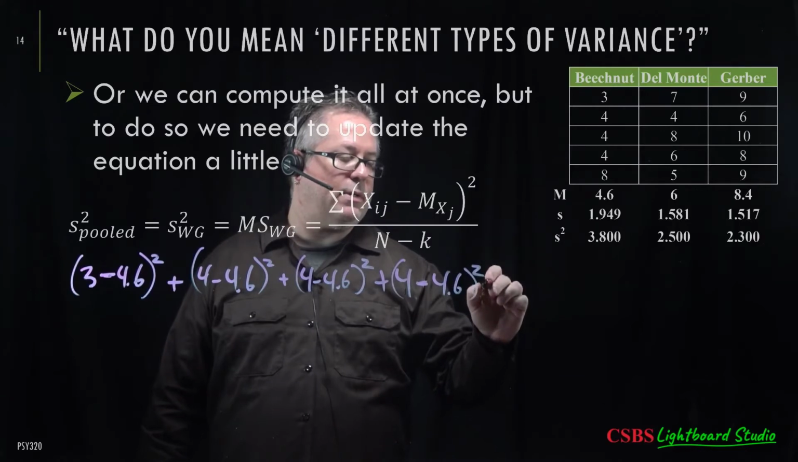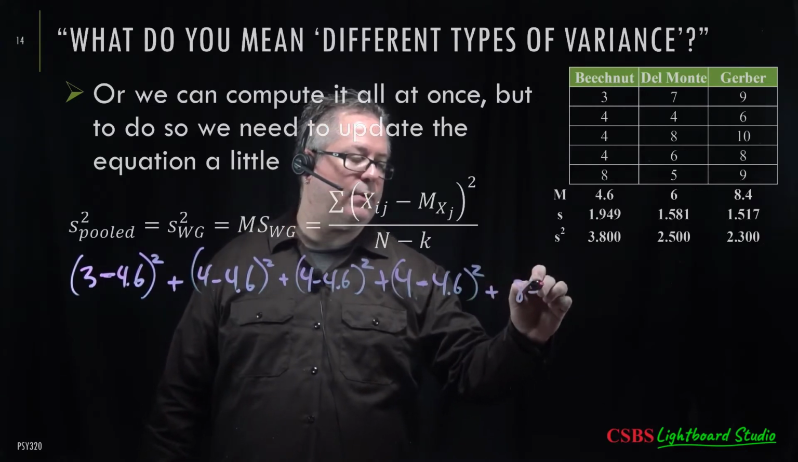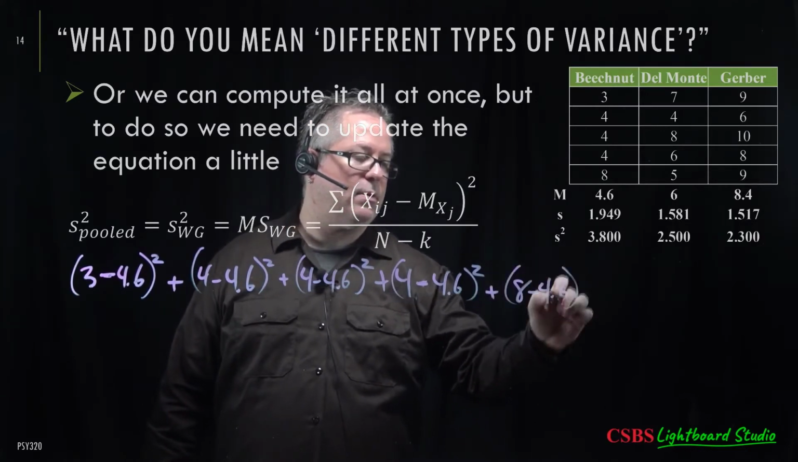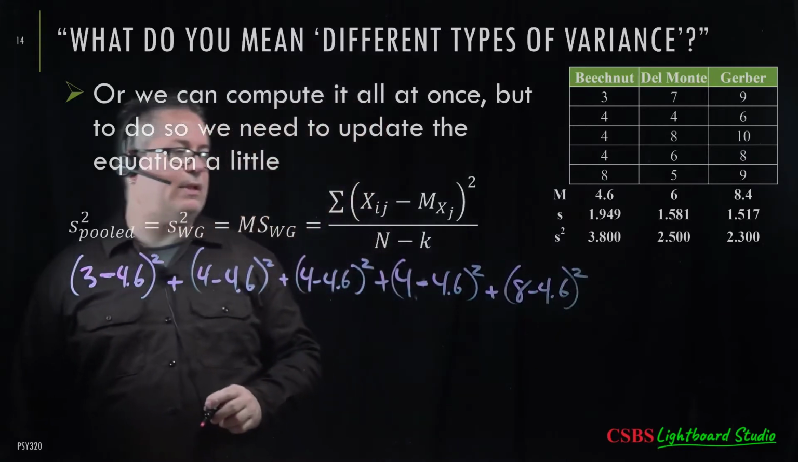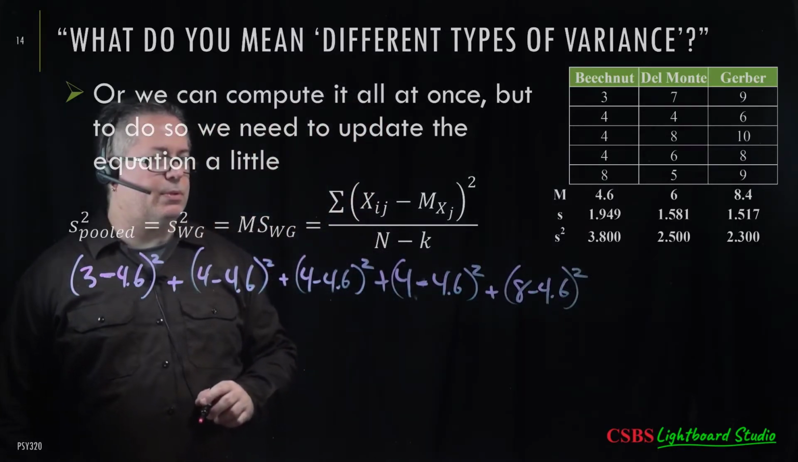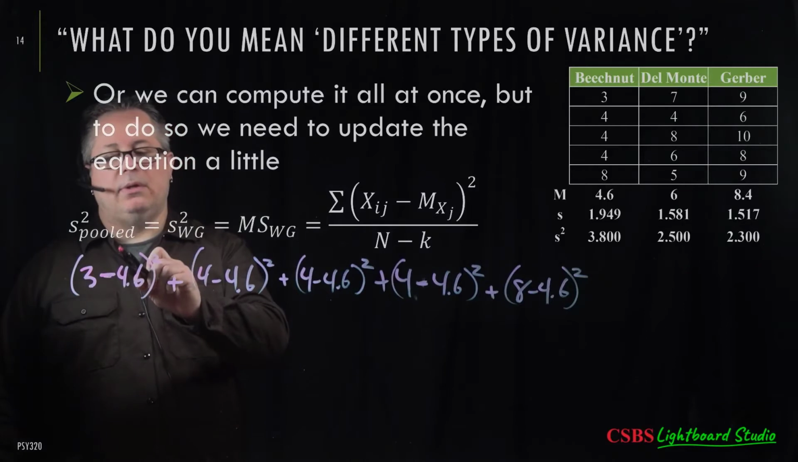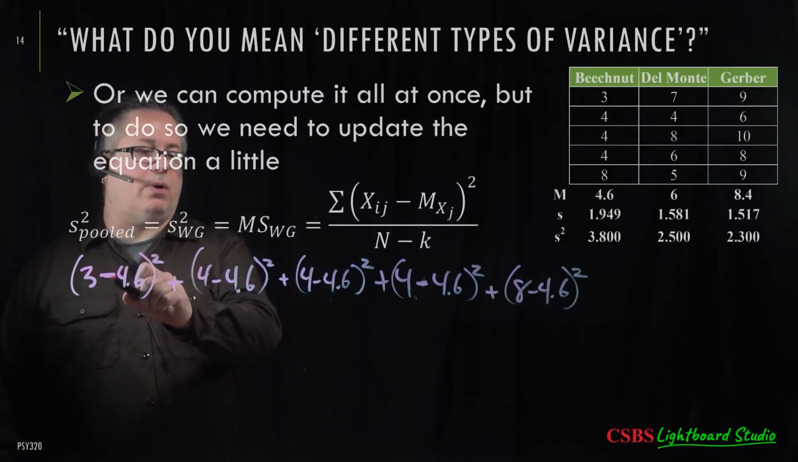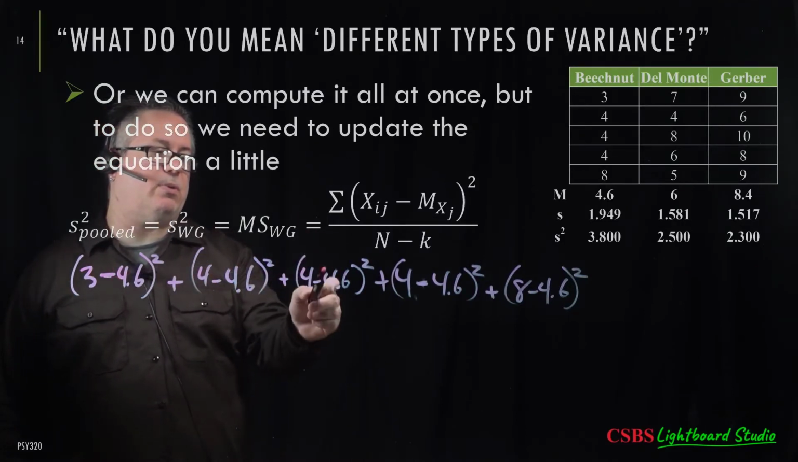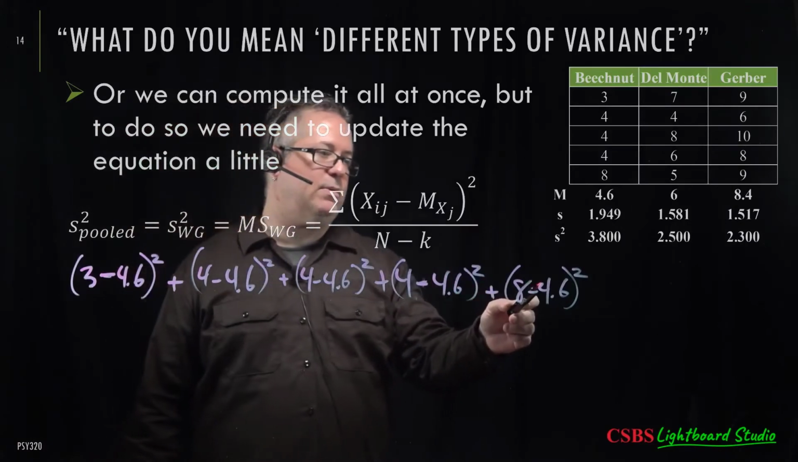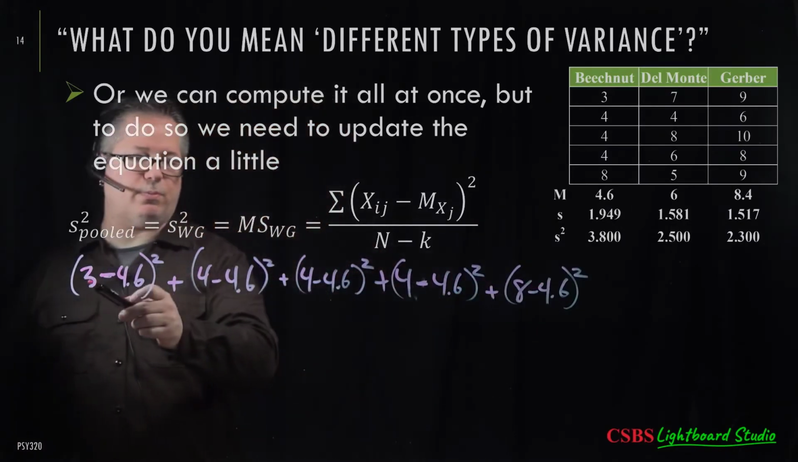And then I got an 8. So 8 minus 4.6 squared. All right, so that takes care of the first group. I did x11, x21, x31, x41, x51. Did all the first group.